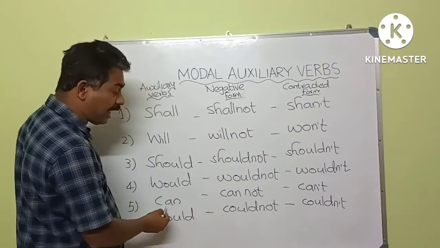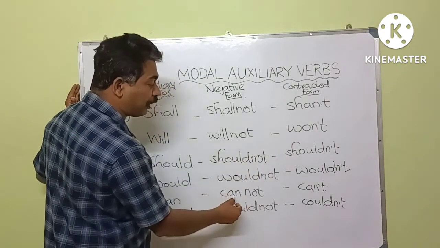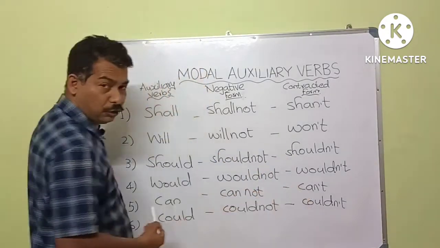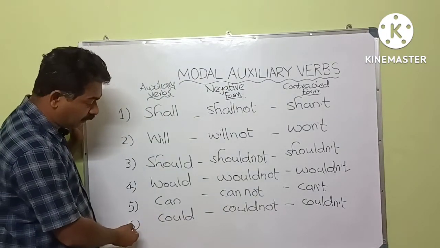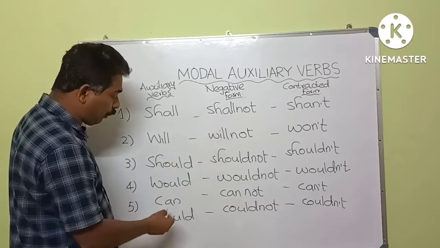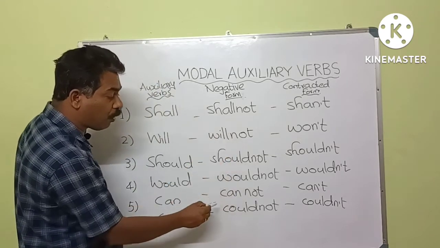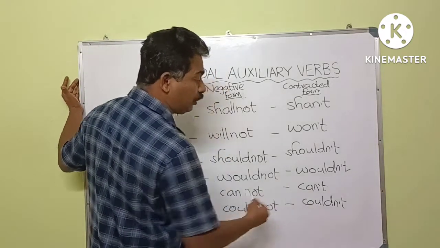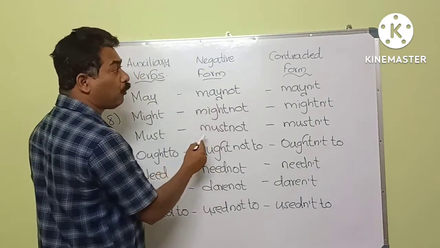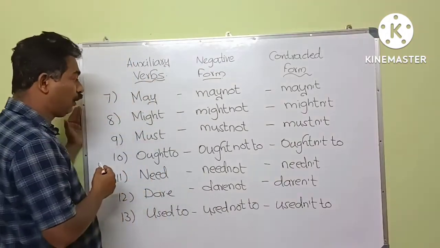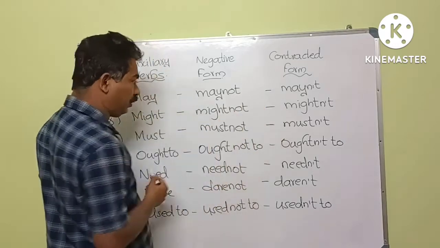Negative form of can is cannot. The contracted form of cannot is can't. Then the sixth one, that is could. Negative form of could is could not. The contracted form of could not is couldn't. Seventh one, may. May not is its negative form, mayn't is its contracted form. Eighth one, might. Might not, mightn't.